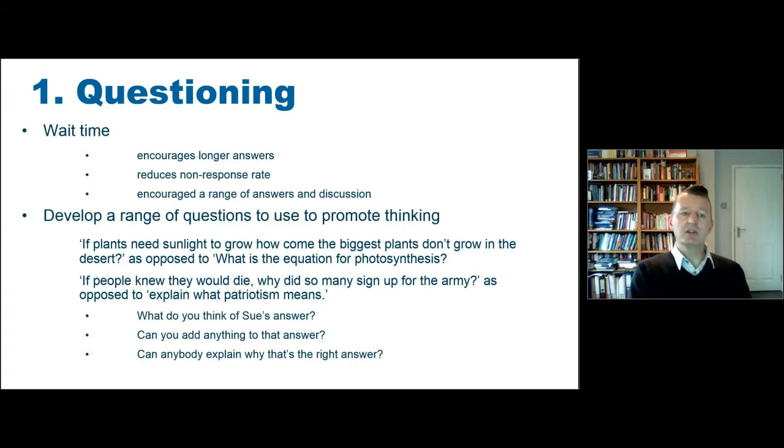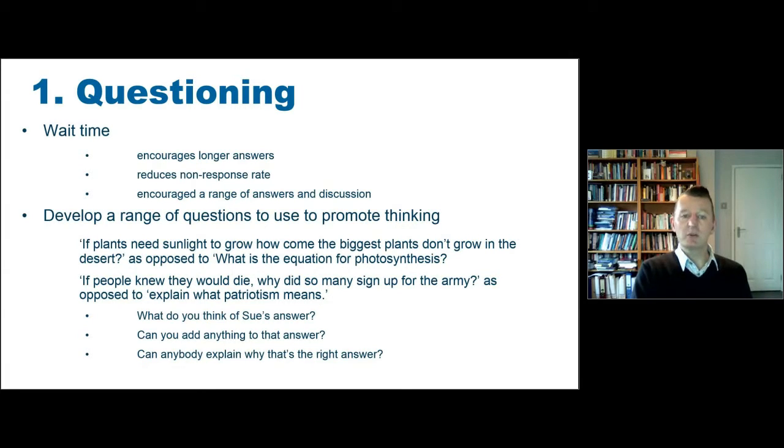The other thing to do is to develop a range of questions that really promote thinking. So examples in one of the Black and Williams books: if plants need sunlight to grow, how come the biggest plants don't grow in the desert? As opposed to the more closed question, what's the equation for photosynthesis? In history, an example might be, if people knew they would die, why did so many sign up for the army? As opposed to the more closed question, explain what patriotism means.